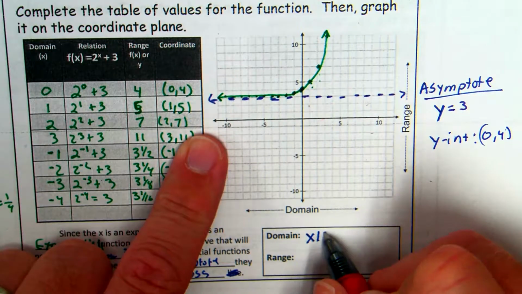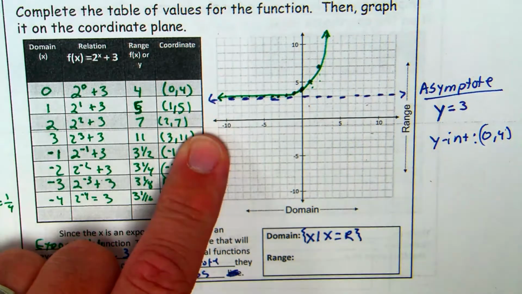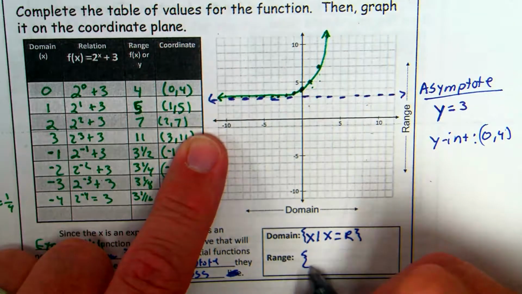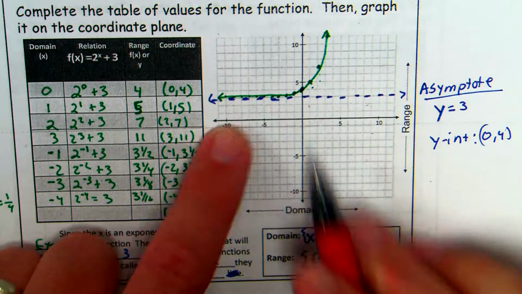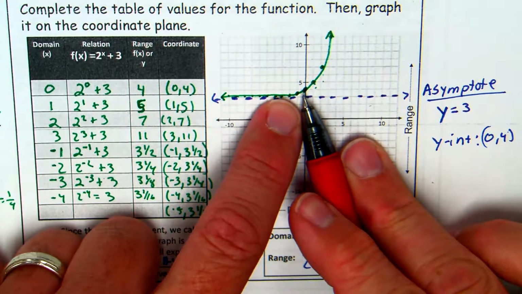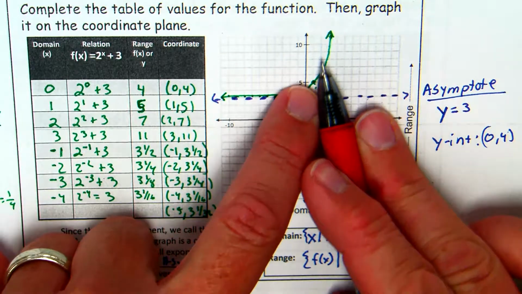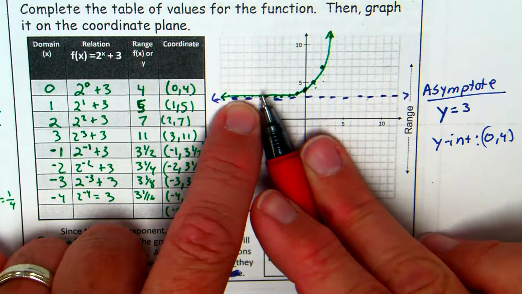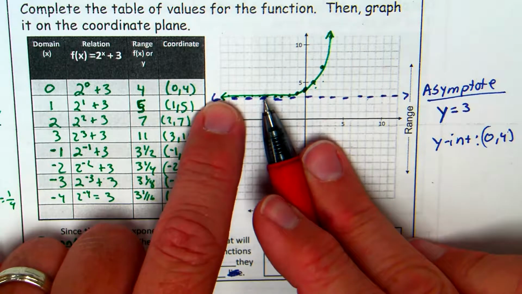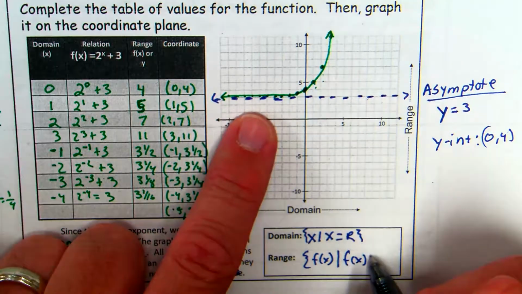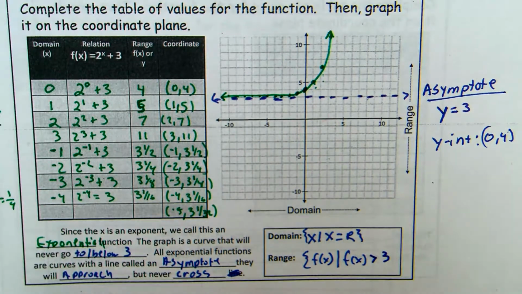That means my domain is all x as long as x is a real number. The range on this problem is interesting, though, because all f of x will work, or every y will work as long as I'm going up. But when I come down, you can see that it's never going to reach 3 or below. It's always going to be above that 3. So I would say my range is every number above a 3.